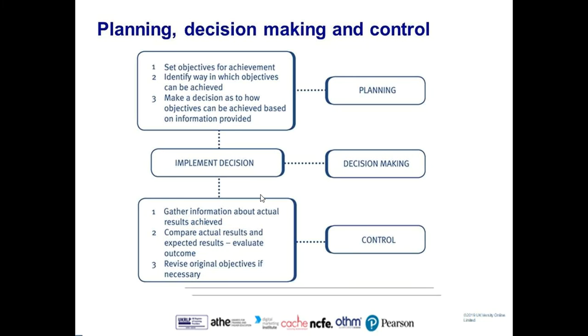So what comes under planning? Setting the objectives for achievement, identifying the way these objectives will be achieved, and making the decision on how the objectives can be achieved based on the information provided. Decision making: implement the decision, how will we implement it? We want to reduce the crime rate, but how will we do it? We need to plan things. We need to make a decision on how much budget, how much money will be required.